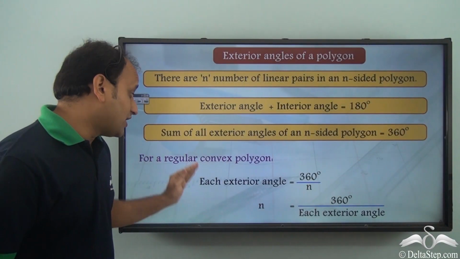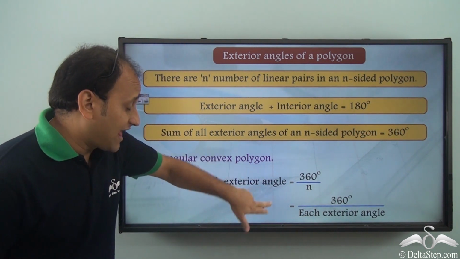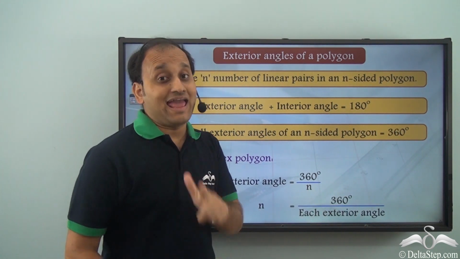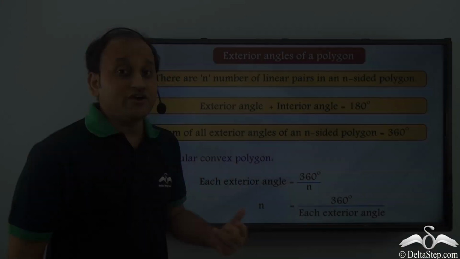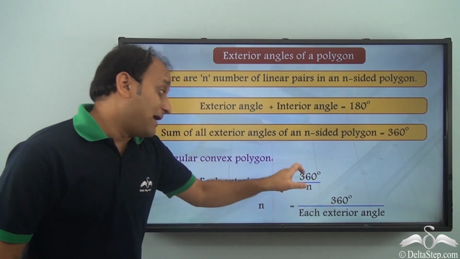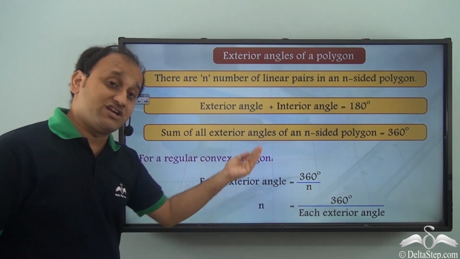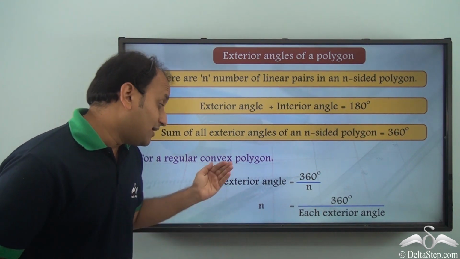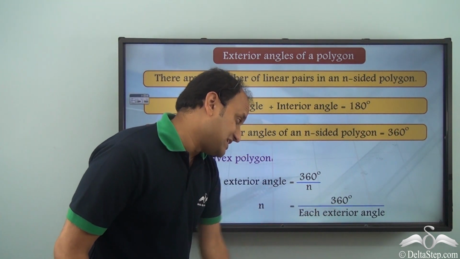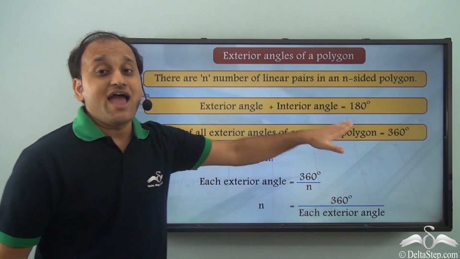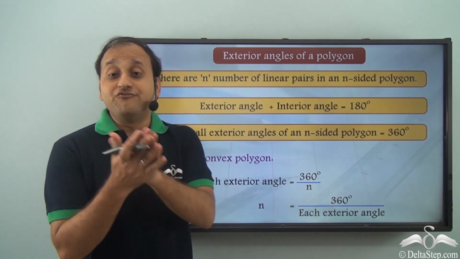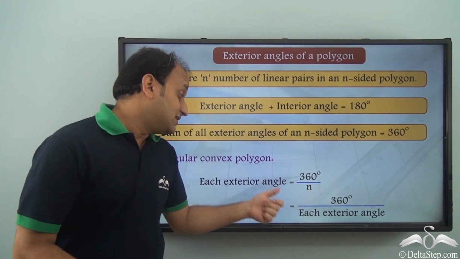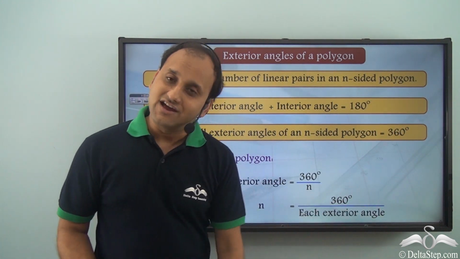And for a regular convex polygon, each exterior angle is equal to 360 degrees by n, where n is the number of sides. So if we divide 360 degrees by the number of sides, we get each exterior angle. And from the same formula, we can also find the number of sides. The number of sides is equal to 360 degrees by each exterior angle. So using this formula, we can find both the number of sides as well as the value of each exterior angle.